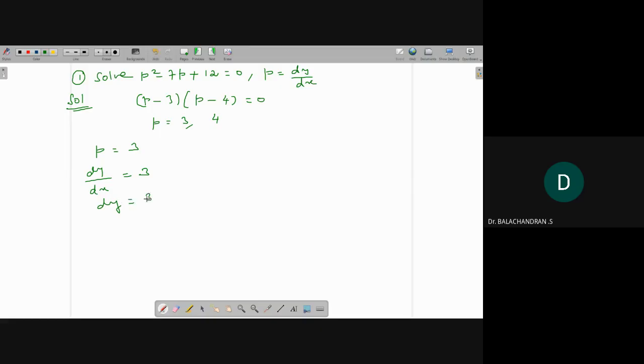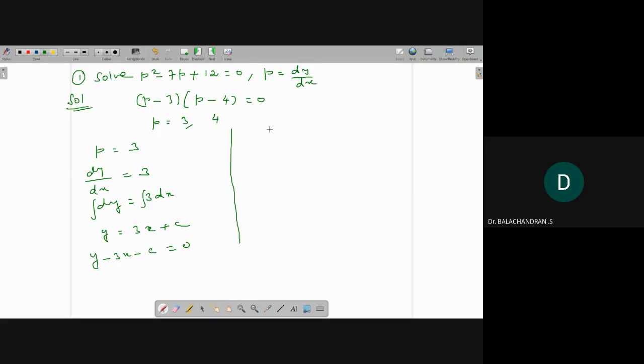So 3 dx. So if you integrate, y equal to 3x plus c. So y minus 3x minus c equal to 0.